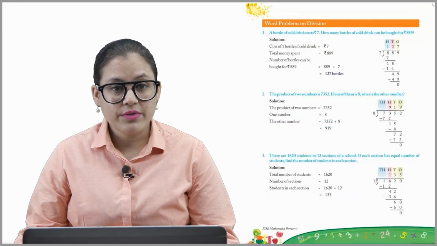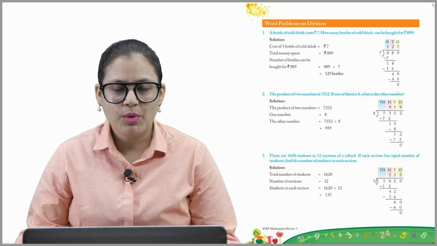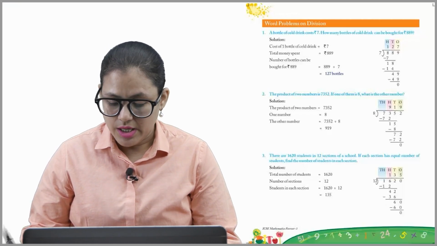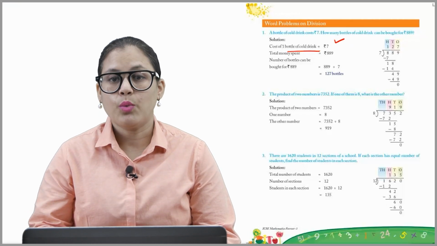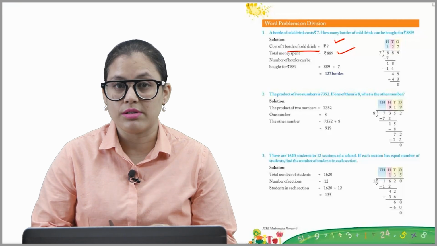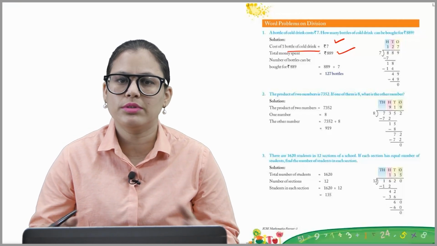Now word problems on division. A bottle of cold drink costs rupees 7. How many bottles of cold drink can be bought for rupees 889? See, cost of one bottle of cold drink is given. Total money which was spent is also given. Now we have to find out how many bottles of cold drinks can be bought from the total amount.